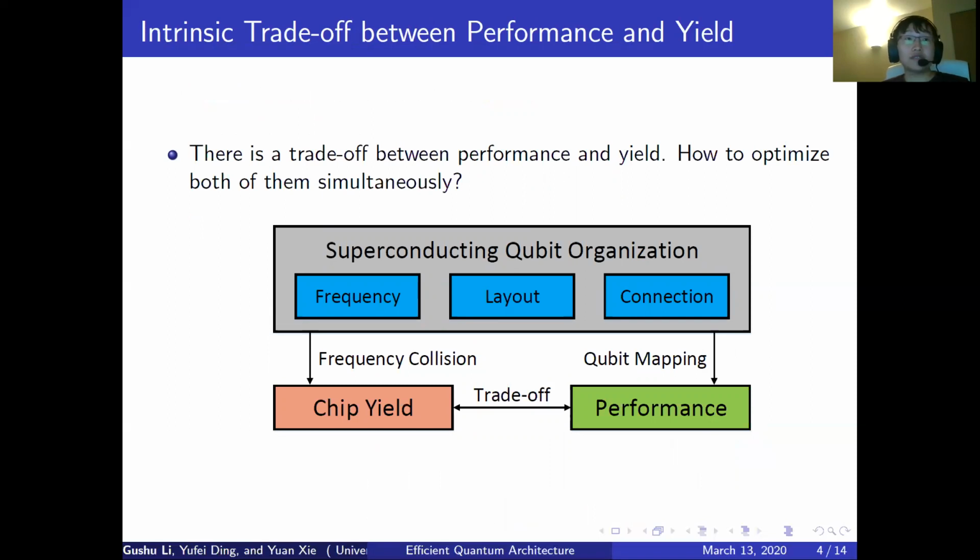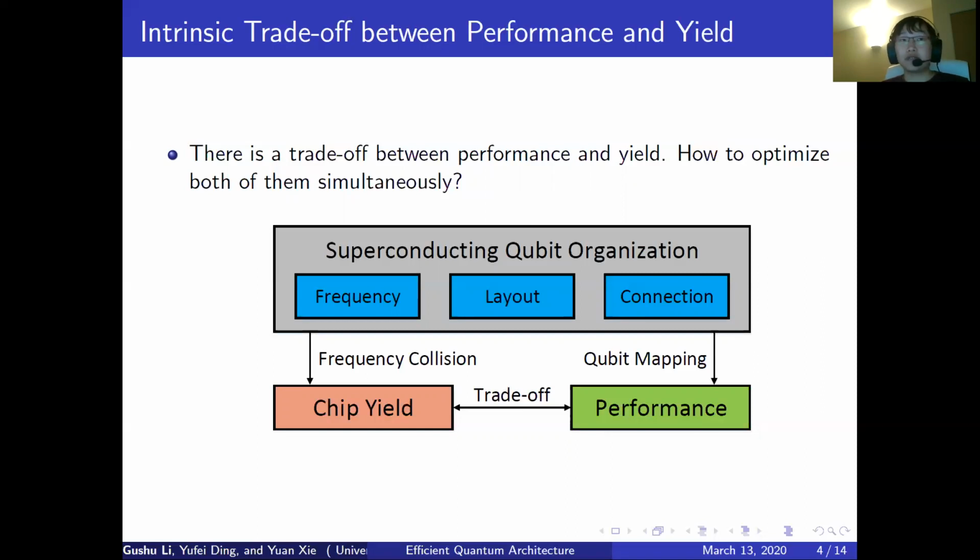So now we have an intrinsic trade-off here. For a superconducting processor, if we have more qubits and qubit connections, we'll have better performance because the overhead in qubit mapping can be reduced. But the yield will also be lower because the probability of frequency collision is increased.